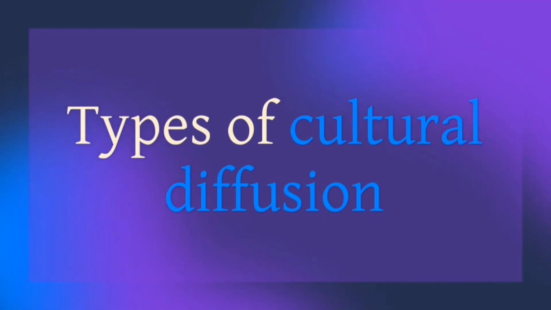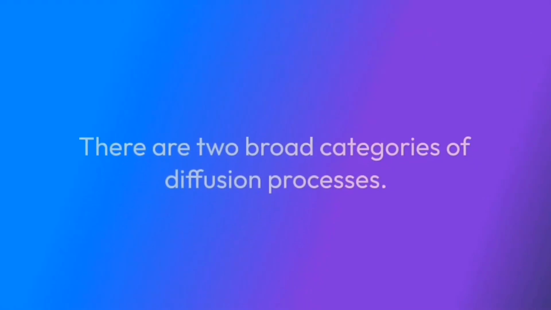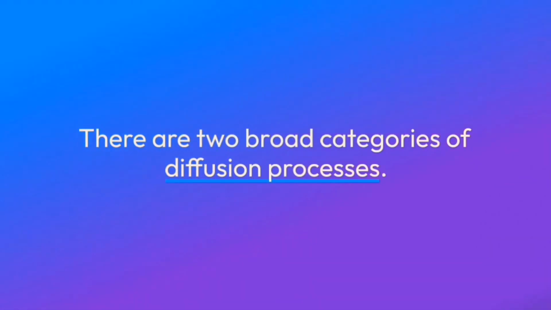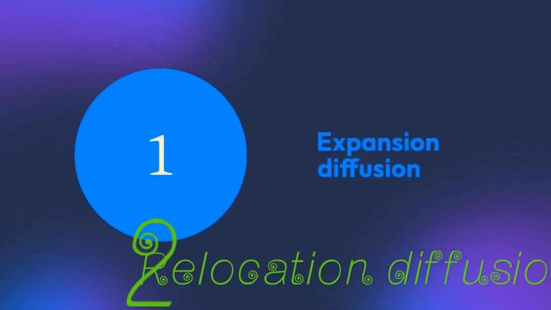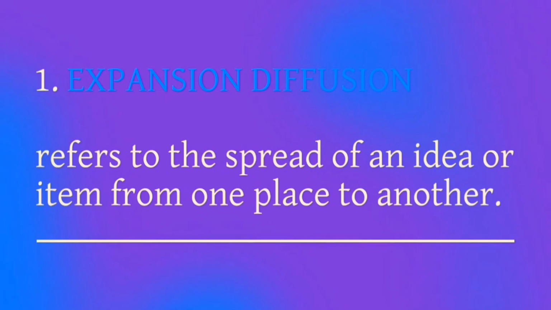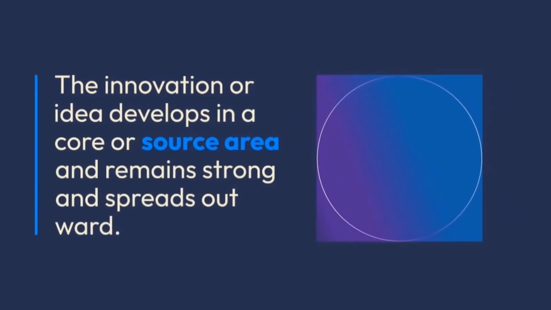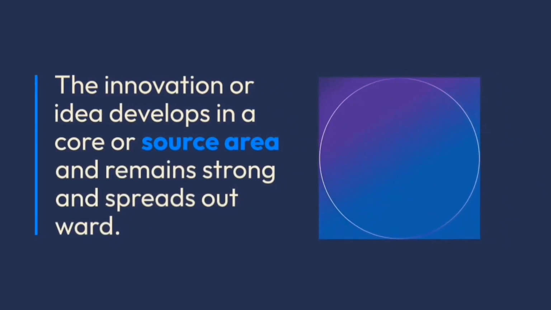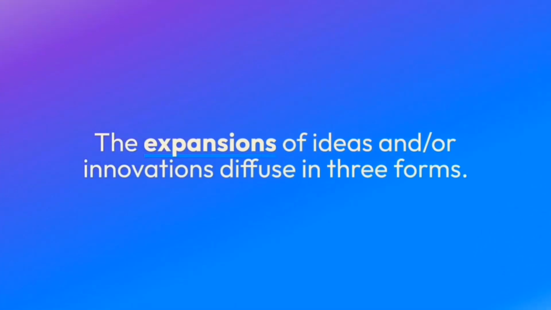Types of cultural diffusion. There are 2 broad categories of diffusion processes. 1. Expansion diffusion. 2. Relocation diffusion. 1. Expansion diffusion refers to the spread of an idea or item from one place to another. The innovation or idea develops in a core or source area and remains strong and spreads outward. The expansion of ideas and/or innovations diffuse in 3 forms.